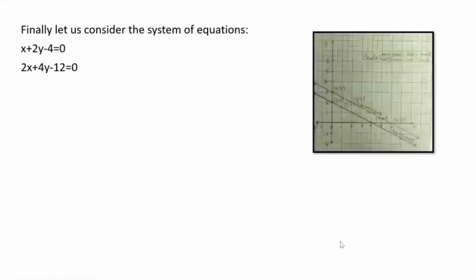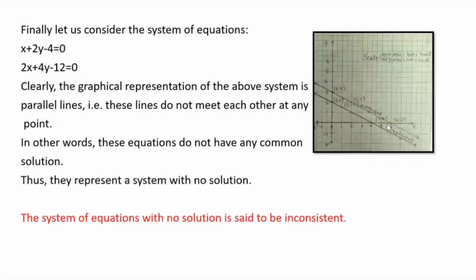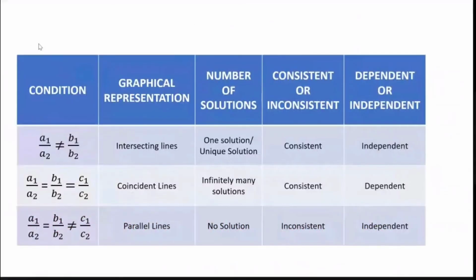So let us take the third case. I have these two equations given to me. If I draw the graphs for these equations, I see that the lines are parallel, meaning there is no common solution. And whenever there is no common solution, they are not intersecting, meaning that the system is inconsistent. So if you remember the condition, here again, a1 upon a2 is 1 upon 2, b1 upon b2 is 2 upon 4, which is 1 upon 2, but c1 upon c2 is minus 4 upon minus 12, which is equal to 1 upon 3. So as I told you, a1 upon a2 is equal to b1 upon b2, but it is not equal to c1 upon c2.